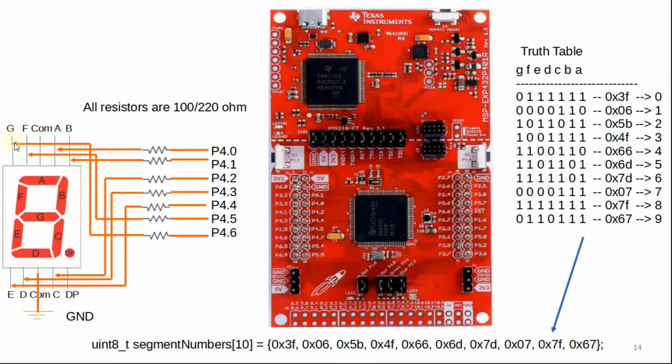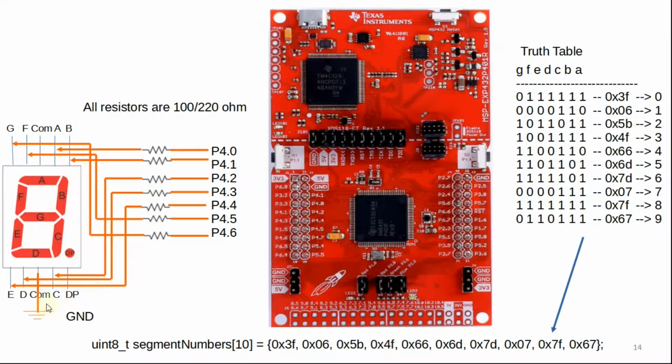I have connected all the segments, starting from A to G, to port P4 of the MSP432. While connecting from the MSP432 to the 7 segment display, you need to use 100 ohm or 220 ohm resistors. If you look at the 7 segment display here, apart from the 7 segment pins, we have 3 more pins. 2 are the common pins and the other one is the decimal point. We are not going to use the decimal point.